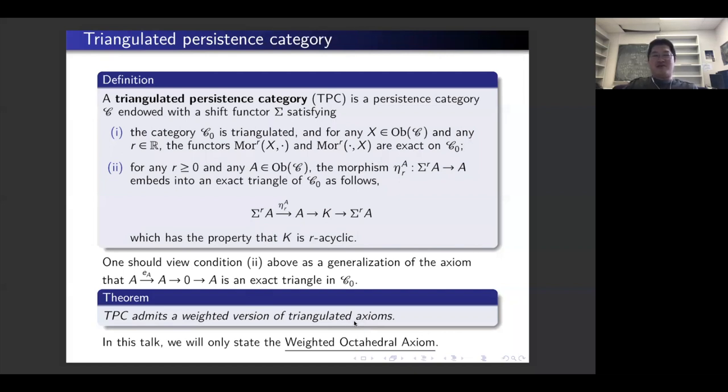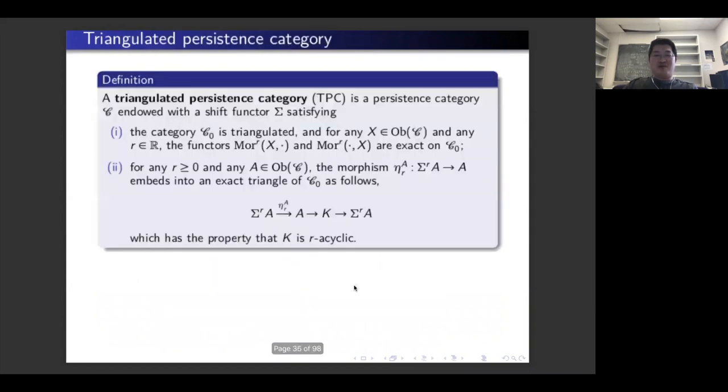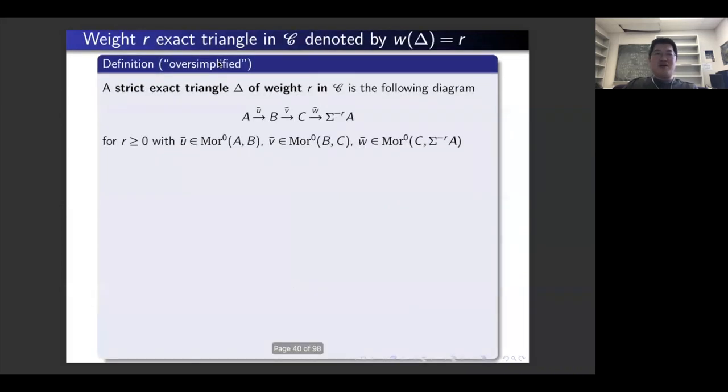That exactly goes back to the triangle I mentioned, that I'm going to extend the classical triangle to some triangle called a triangle of weight R. So that's what I'm going to define. And once I define that, I will claim that those triangles, together with the classical triangles from C0, will satisfy this weighted version of the triangulated axioms. Okay, so here comes how we define the weight R exact triangle in this TPC. The notation is W delta, the weight of delta is equal to R. Okay, so this is a long definition, and I actually oversimplified.